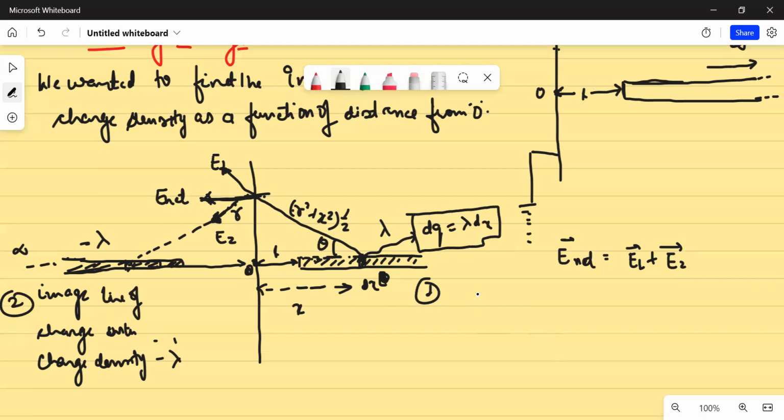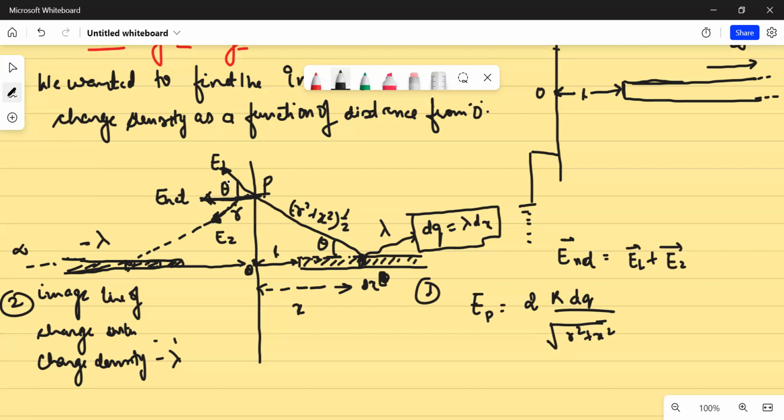Okay, so what is the net electric field at point P? Let's say this is point P. So the net electric field at point P would be equal to 2 times K dq divided by K dq upon this distance, right? So this distance would simply be root over r square plus x square. And if this is theta, this will also be theta.